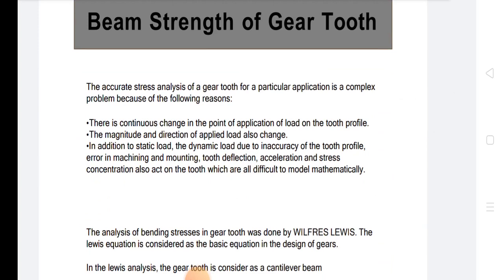The accurate stress analysis of a gear tooth for a particular application is a complex problem because of the following reasons. There is continuous change in the point of application of load on the tooth profile. The magnitude and direction of applied load also change. In addition to static load, the dynamic load due to inaccuracy of the tooth profile, error in machining and mounting, tooth deflection, acceleration and stress concentration also act on the tooth, which are all difficult to model mathematically.